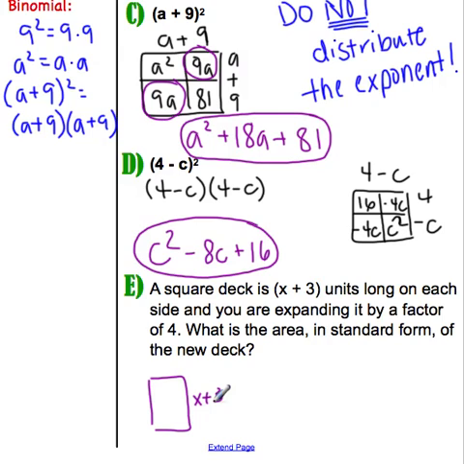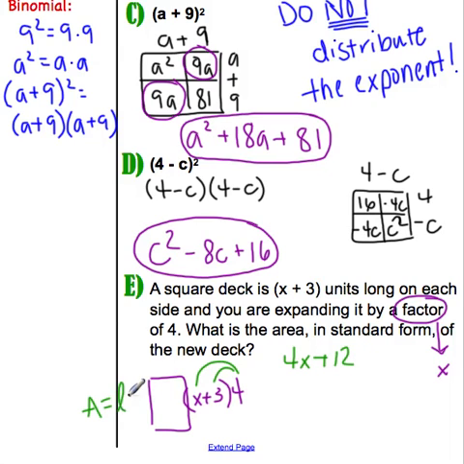And we're expanding that by a factor of 4. Factor means multiply. So I'm going to be taking this x plus 3 and expanding it by a factor of 4. And then I'm going to multiply it by the other side. So when I do that, if I go ahead and distribute my 4 to both terms, I get 4x plus 12. So I'm going to take 4x plus 12, and area is length times width.